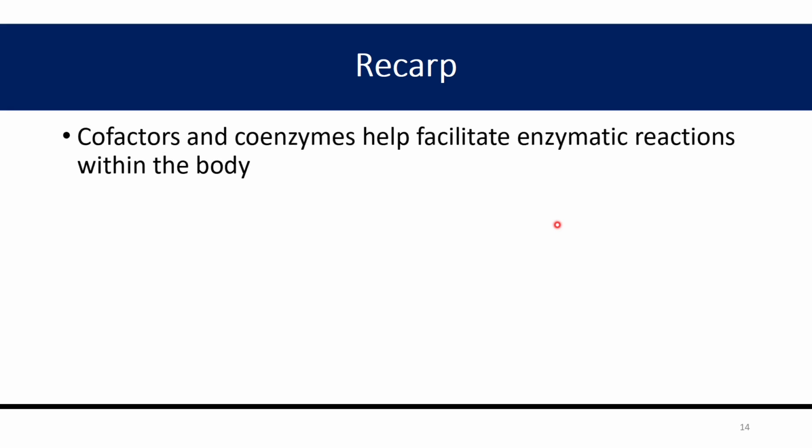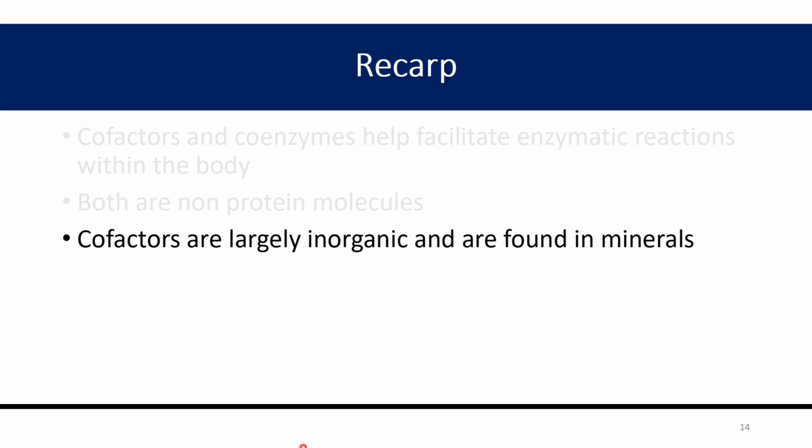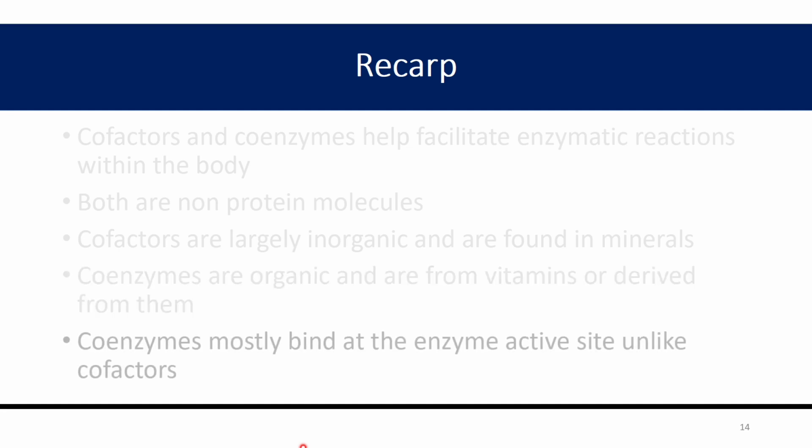By way of recap, we can say cofactors and coenzymes help facilitate enzymatic reactions within the body. Both are non-protein molecules. Cofactors are largely inorganic and are found in minerals, while coenzymes are organic in nature and from vitamins or derived from vitamins. Coenzymes mostly bind at the enzyme active site, while cofactors may bind to allosteric sites.